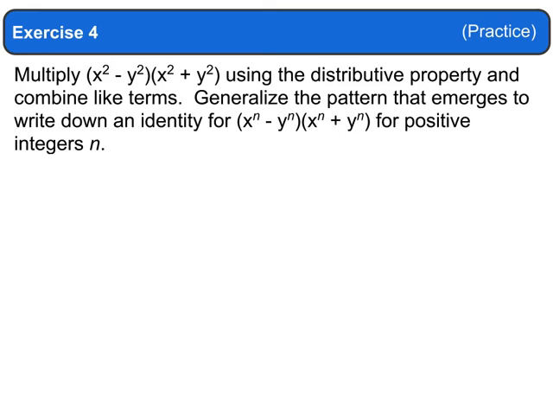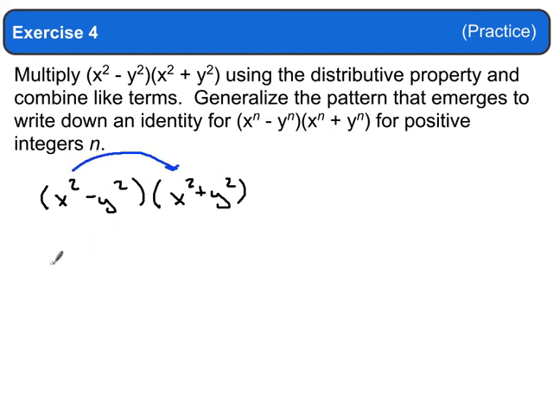As I say, what if we were to multiply these two together using the distributive property and combine like terms, generalize the pattern, and so forth. So in this case, let's say we do the distributive property. We have x squared minus y squared, then x squared plus y squared. And so if we did the distributive property, make sure it's all written correctly, it is.